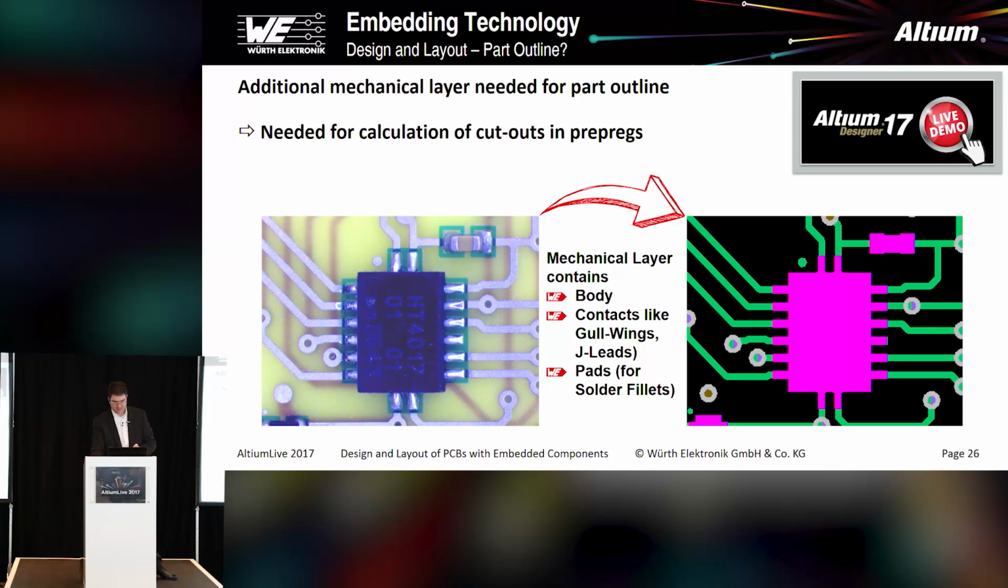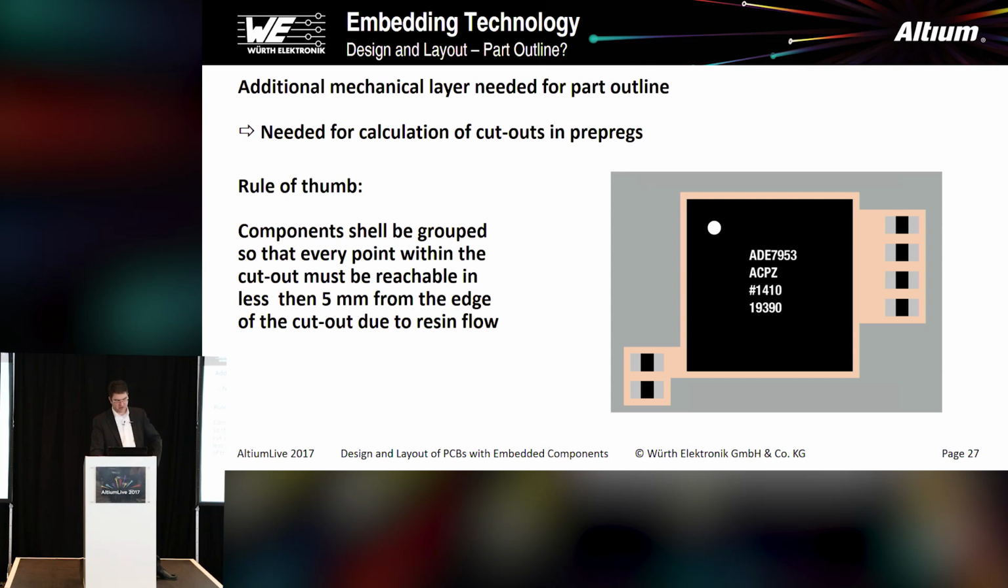So let's switch back, because that's actually now on the next slide. Components need to be grouped so that you do not get single cutouts. You need to get a bigger cutout, but the cutout is not allowed to be this huge. So we know that we need to have a space, or turn it around.